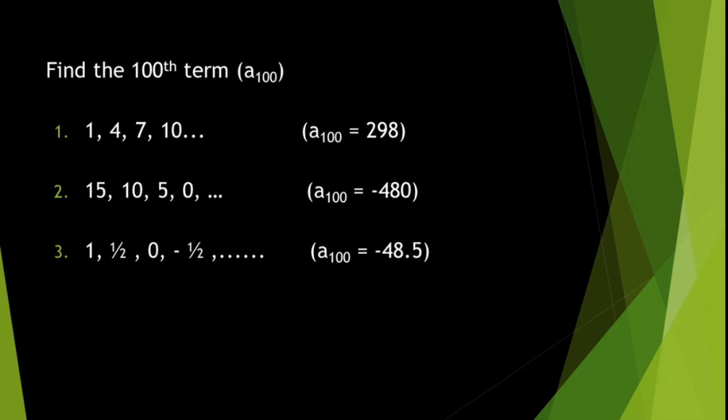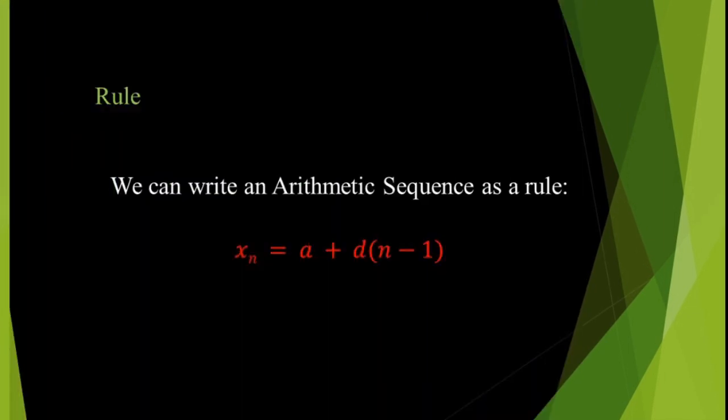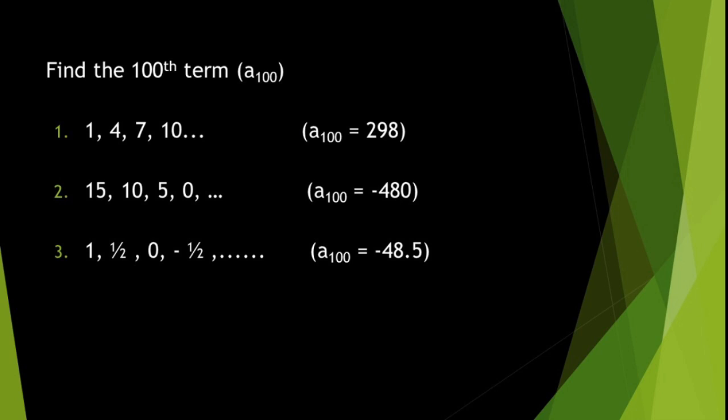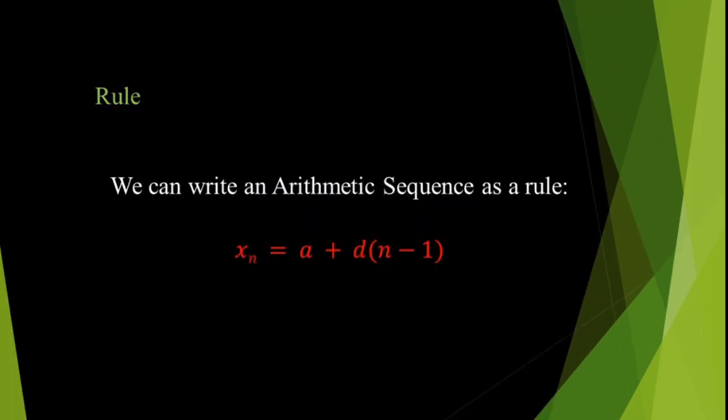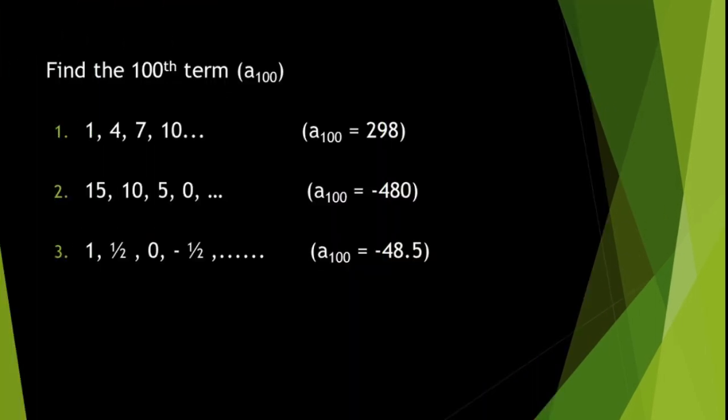we have seen that a is equal to 1, the first term, and d is equal to 3, the common difference. So applying this formula, a plus d into n minus 1, we will get a_100 is equal to 298. Similarly, next example, 15, 10, 5, 0. a_100 is equal to minus 480. Again, this we have obtained using this formula. Here a is equal to 15, d is equal to minus 5, and n is equal to 100.